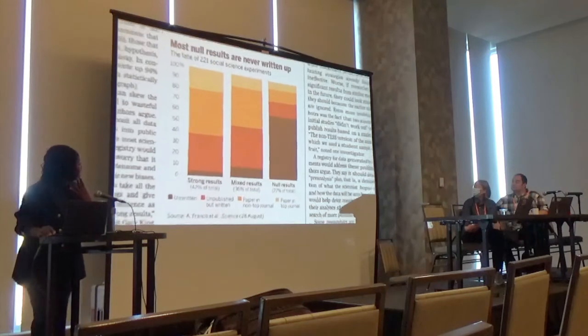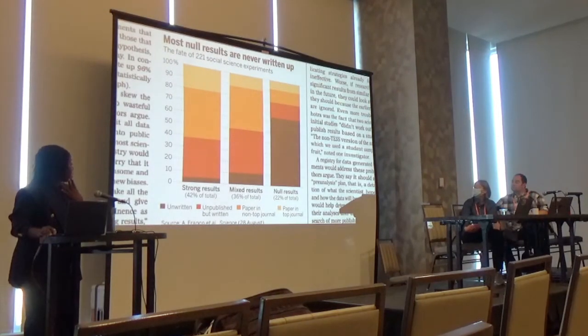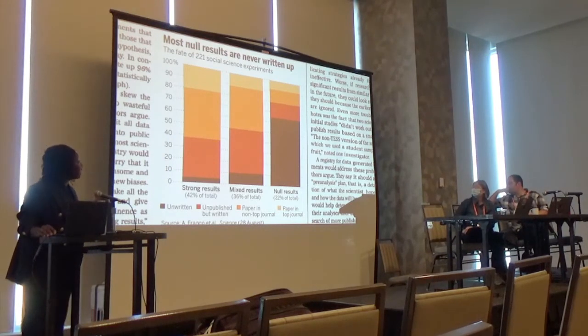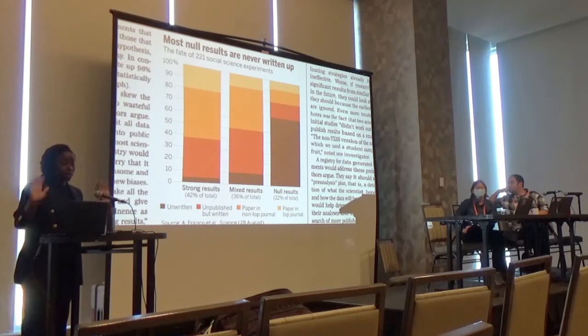So this is the bar chart that compares the strong results, the mixed results, and the null results. The dark burgundy shows the ones that were never written up at all. And the yellowish shows the ones that were published in either top journals or non-top journals. But the strongest takeaway is that a vast majority of the null results were just never written up. Authors just decided, okay, this is not worth publishing.